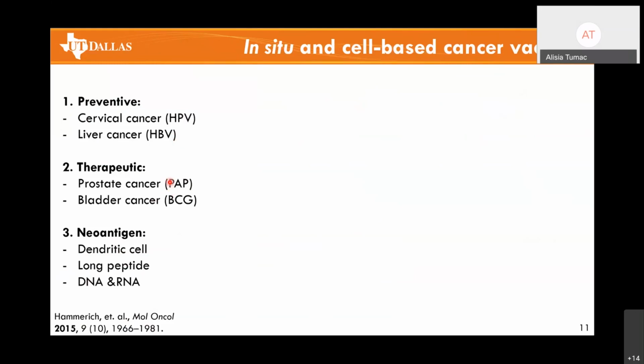And one example is prostatic acid phosphatase, or PAP, which is often overexpressed by prostate cancer cells. So researchers have taken advantage of this insight, and they came up with the Sipuleucel-T vaccine, which they adjuvanted with the cytokine, but used the overexpressed protein as an antigen.